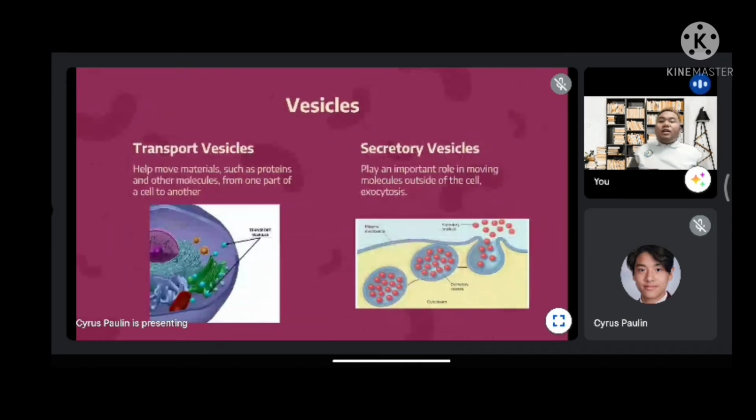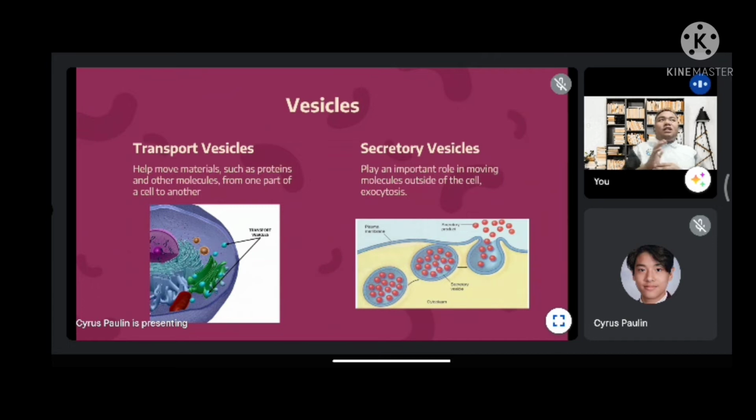We have here the vesicles. We have four types of vesicles. First is the transport vesicle, which helps move materials such as proteins and other molecules from one part of the cell to another. Next is the secretory vesicle, which plays an important role in moving molecules outside the cell, or exocytosis. The main difference between these two is that the transport vesicle works only inside the cell, while the secretory vesicle has a connection outside of the cell.